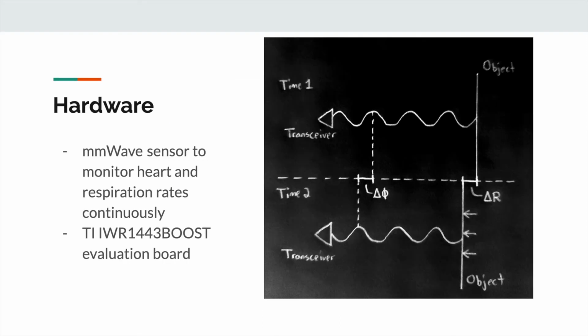Millimeter waves, aptly named for their wavelengths between 1 and 10 millimeters, are used by the evaluation board in a radar system. The reflections of high-frequency pulses are sampled, and through analyzing the phase difference of consecutive samples, a highly sensitive displacement measurement can be made.